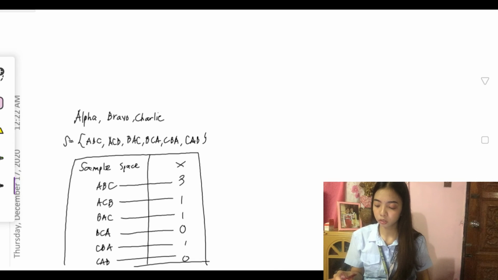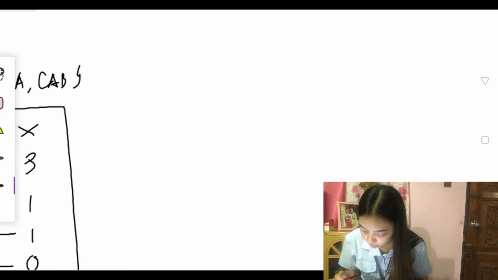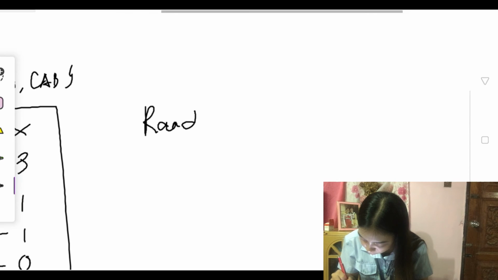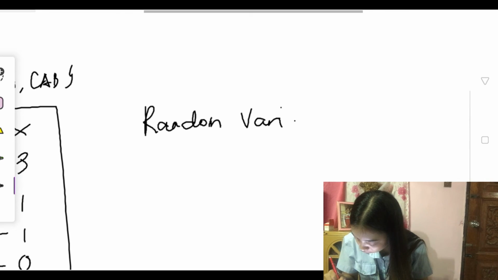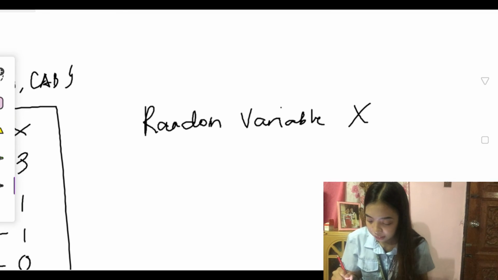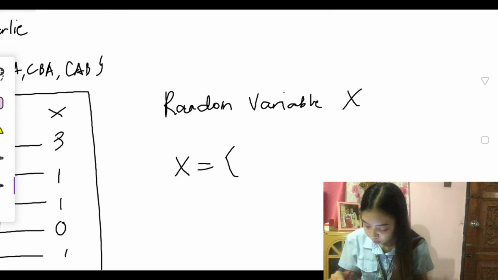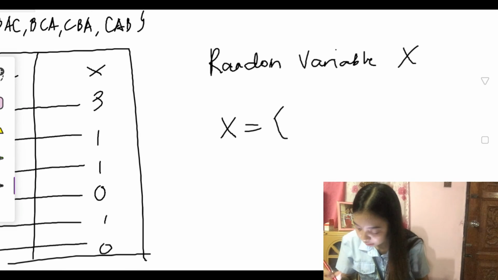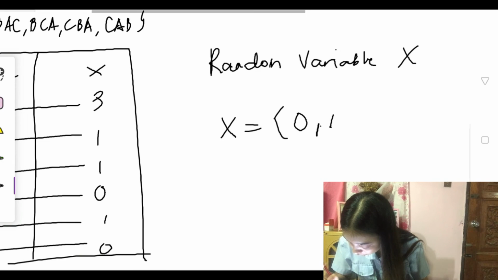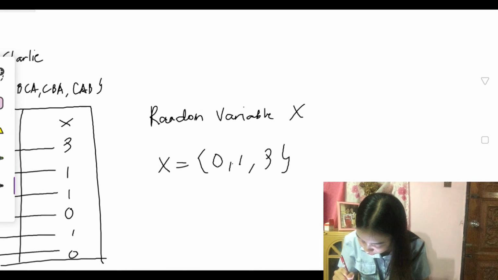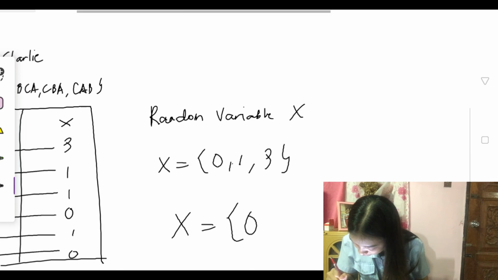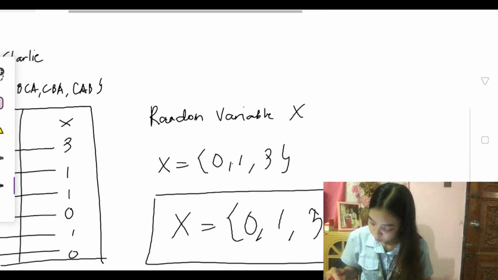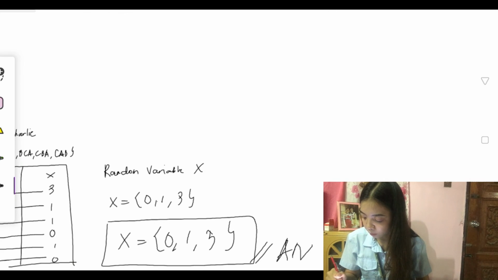Next, we're going to determine the random variable X. So the random variable X in this problem is, as we can see on the table, 0, 1, 3. So that will be our answer. Let me rewrite it: 0, 1, 3. So that is our answer on this problem.